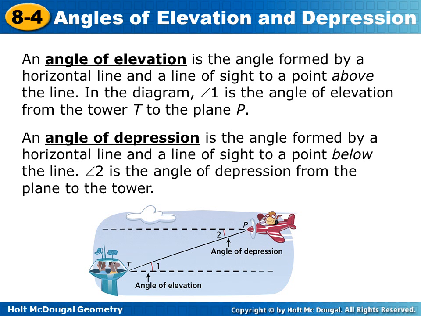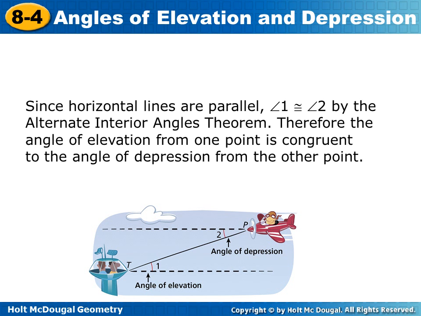An angle of depression is the angle formed by a horizontal line and a line of sight to a point below the line. Angle 2 is an angle of depression from the plane to the tower. Since horizontal lines are parallel, angle 1 is congruent to angle 2 by the alternate interior angle theorem. Therefore, the angle of elevation from one point is congruent to the angle of depression from the other point.